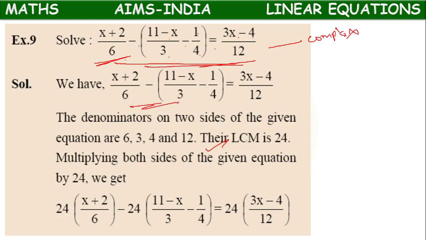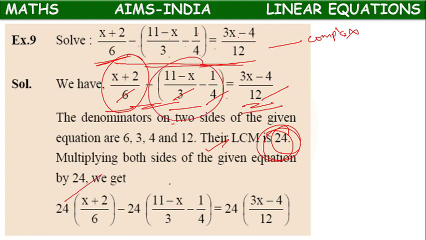First you have to simplify, then you have to do transpose and find the answer. So what are the denominators here? 6, 3, 4, 12. What is their LCM? 24. Okay. With the LCM 24, what will we do? We multiply all the terms with 24, so the value does not change. So this first term into 24. This second term we have taken here into 24. RHS side one term we have taken here into 24. So we multiply all with 24.